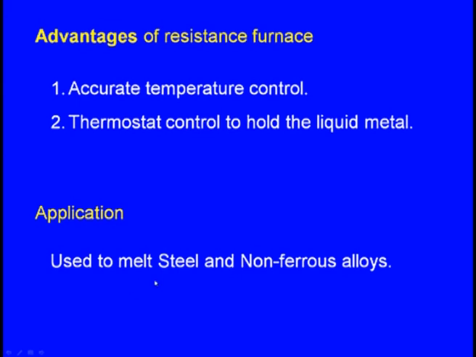That time we need to hold the furnace at a certain temperature. Most of the times this may not be possible, but this resistance furnace has a thermostat control. We can set the temperature. At that temperature the temperature will continue as long as we keep the furnace on, and at that particular temperature we can hold the liquid metal after making the additions or after adding the modifications. Next one, application, it is used to melt steel and non-ferrous alloys.